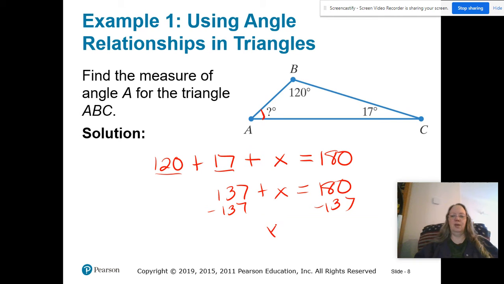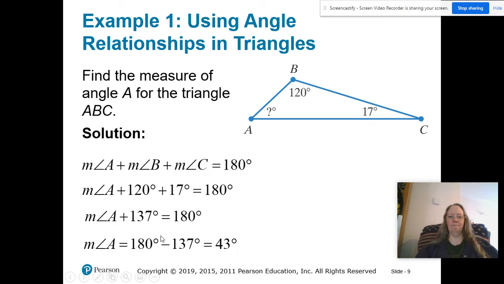See if I can do this in my head. Probably not. This has to be 143. No. How about 43? 43, that would be 10. Yes, it's looking like it should be 43 degrees.